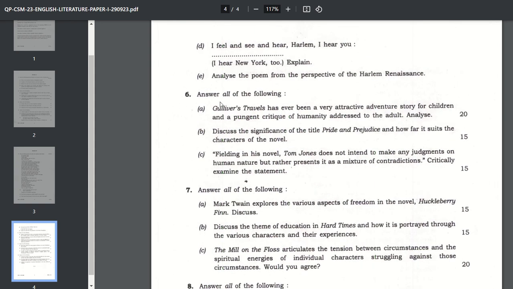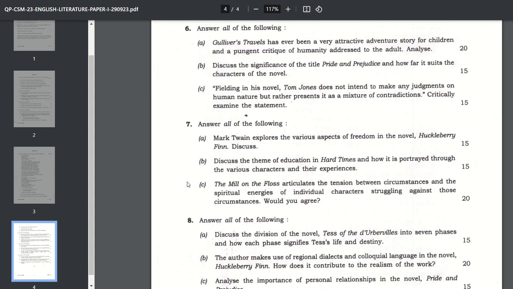If you choose 6, you have to answer all the 3 questions. If you choose 7, you have to answer all the 3 questions. You cannot go for interchoosing, like A here and B there. You cannot choose; you have to answer all the questions. If you choose 6, you have to choose all the questions from here.